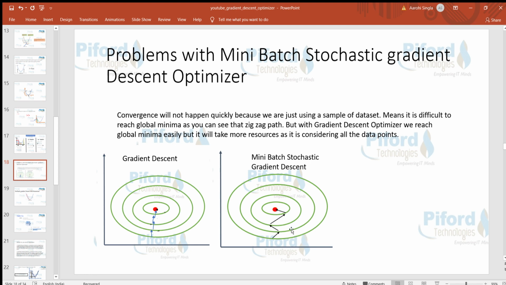But we need fewer resources. We can manage working with the mini batch stochastic gradient descent optimizer when you don't have very good resources. So when resources are less, you can use the mini batch stochastic gradient descent optimizer, right? We need fewer resources over here, but this will be a zigzag path, and convergence will not be that easy. And in gradient descent, convergence is easy, but we need more computation because we are updating the weight after going through the whole data set, right?